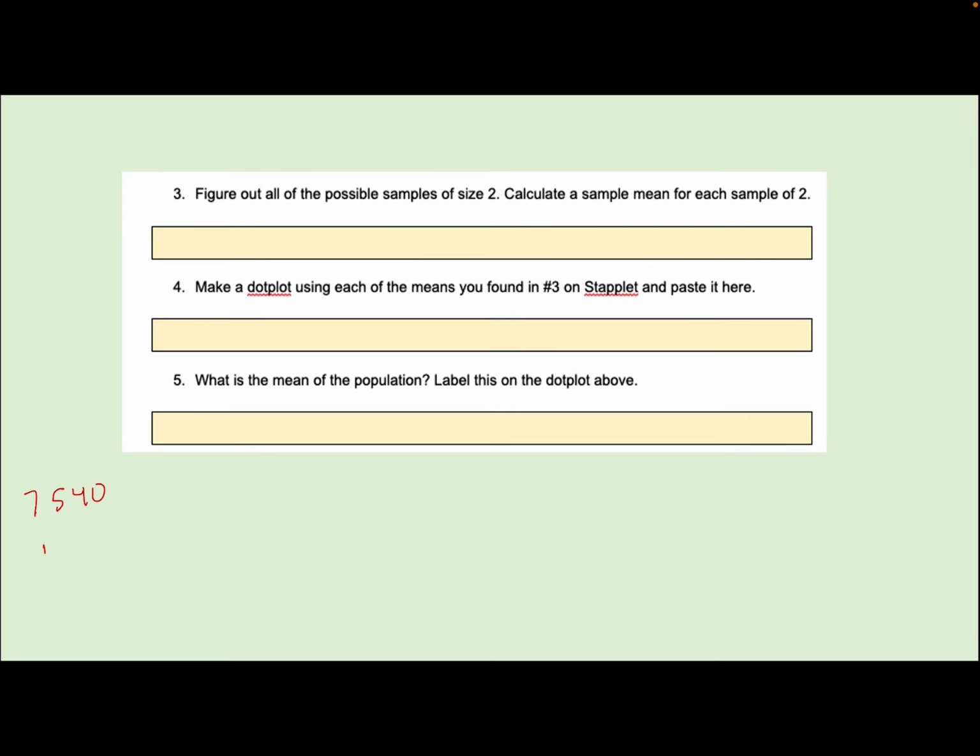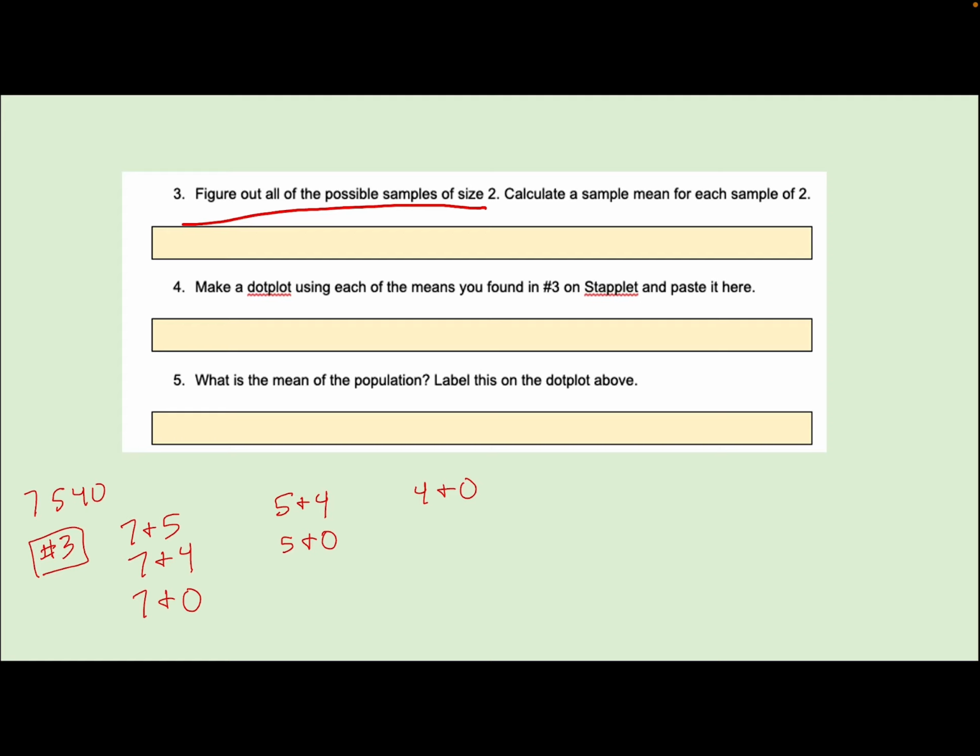So for question 3, we're trying to figure out all the different possible samples of 2. So I could have 7 and 5, like I already did, 7 and 4, 7 and 0. I could have 5 and 4, 5 and 0, and I could have 4 and 0. So that's all of the possible samples of size 2.